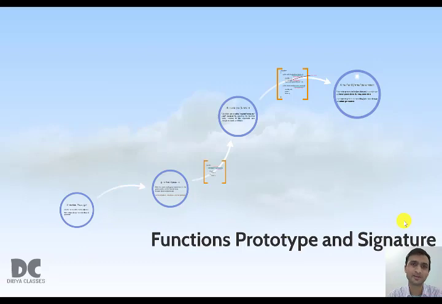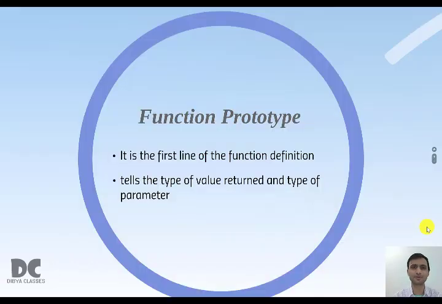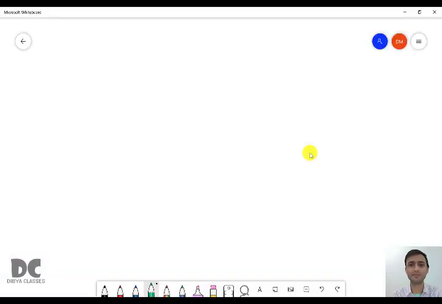So today we'll be studying function prototype and function signature. So what is function prototype? Function prototype is the first line of the function definition and tells the type of value returned and type of parameter. Before understanding function prototype, it is written that it is the first line of the function definition. So what is function definition? Last class, if you remember, we talked about the syntax of function.